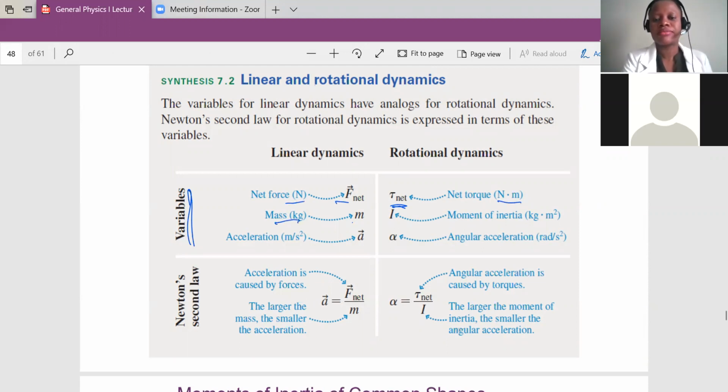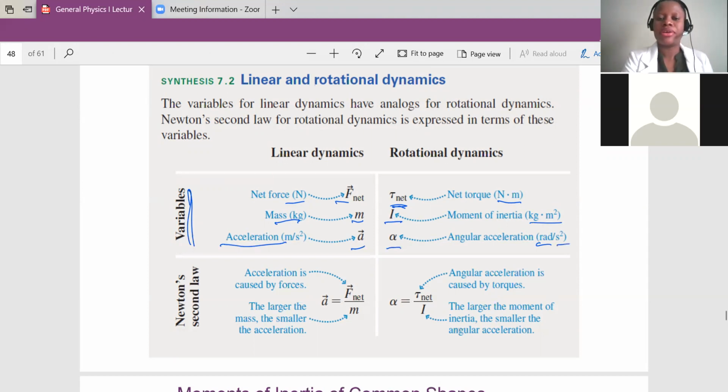We see the mass, the unit. For the rotational dynamics, moment of inertia, this is the unit. We see acceleration a, measured in meters per second squared, but we see angular acceleration in this case measured in rad per second squared.